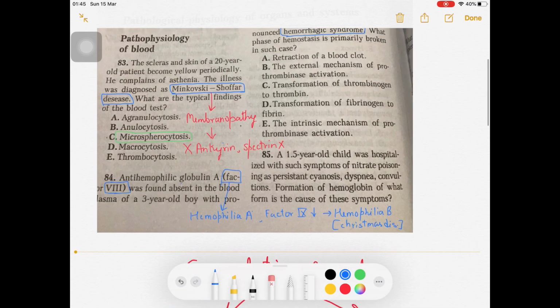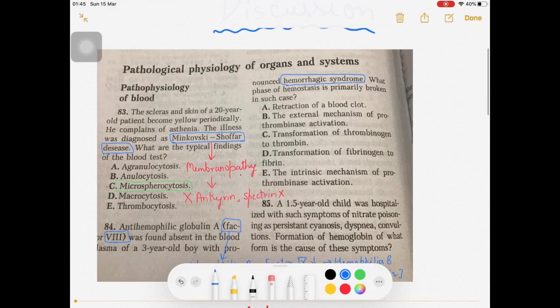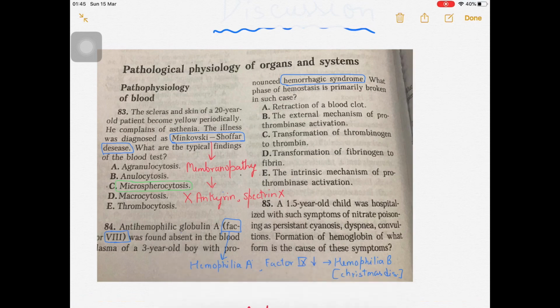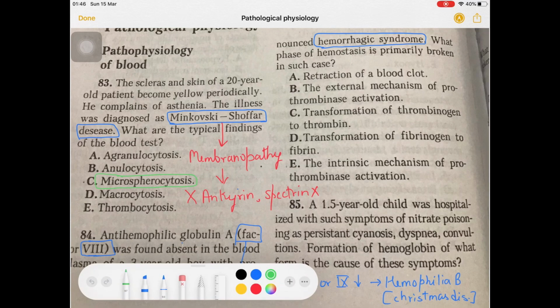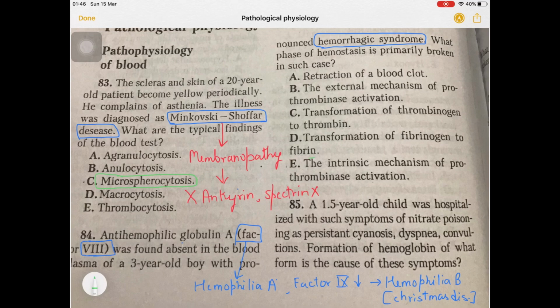Now if you look at our question, they were saying that hemophilia A was a problem, hemorrhagic syndrome is there, which means that there is some kind of problem in the coagulation cascade. If they are talking about factor number 8, which one are they talking about? Prothrombinase activation problem, right? So I can say over here that there is a problem of the intrinsic mechanism of prothrombinase activation, right? So that is a problem over here.